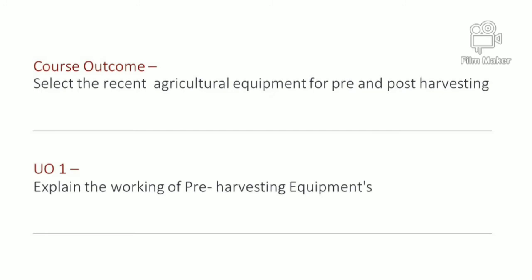The course outcome related to this unit is select the recent agriculture equipments for post and pre-harvesting. For better understanding, the unit outcome is explain the working of pre-harvesting equipments.